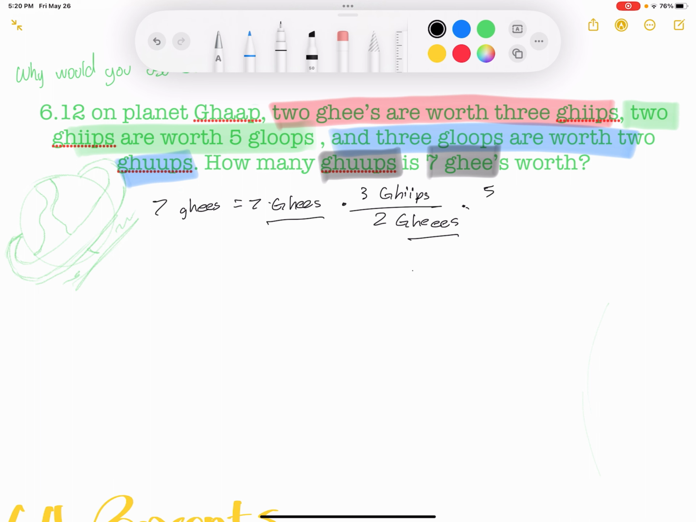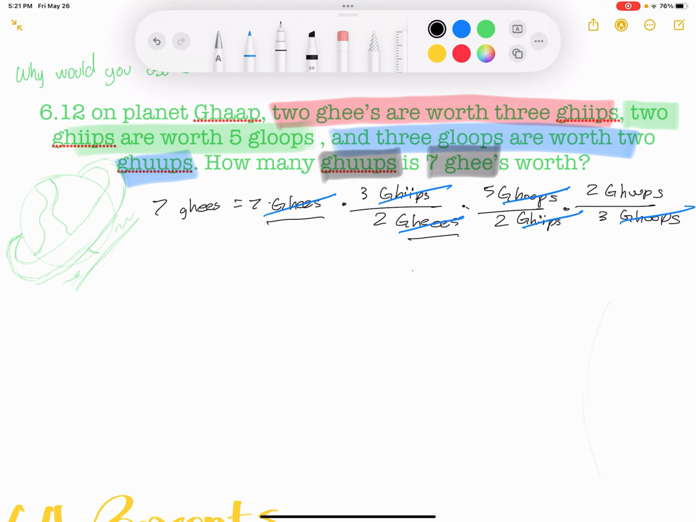Times 5 gloops over 2 gips, times 3 gups divided by 3 gloops. Handy dandy comes in hand. We shall now start to cancel. Gees, gees, gips, gips, gloops, gloops.